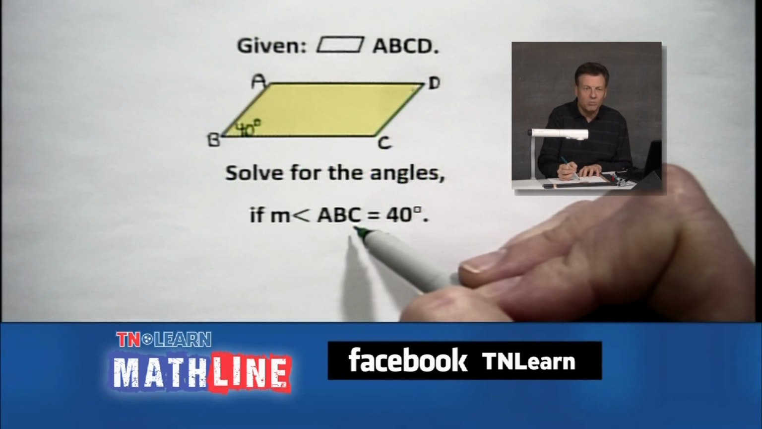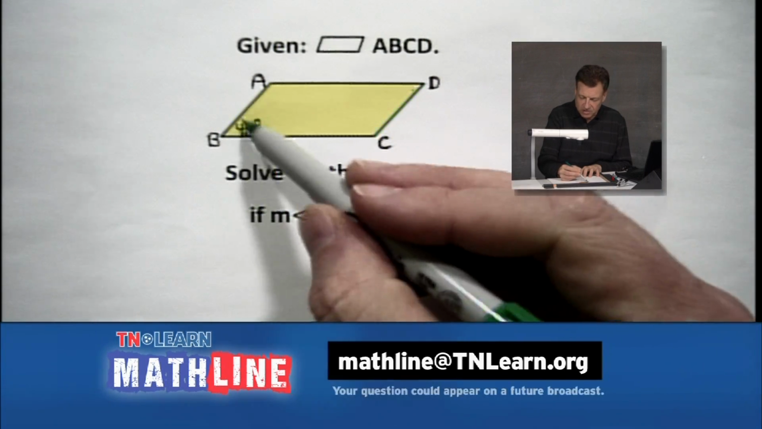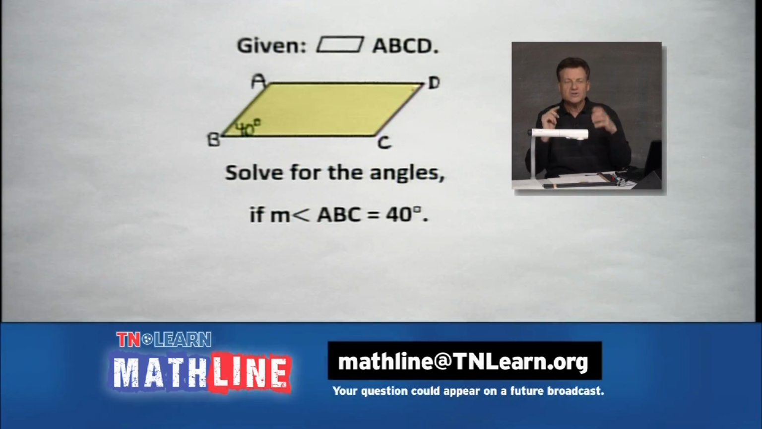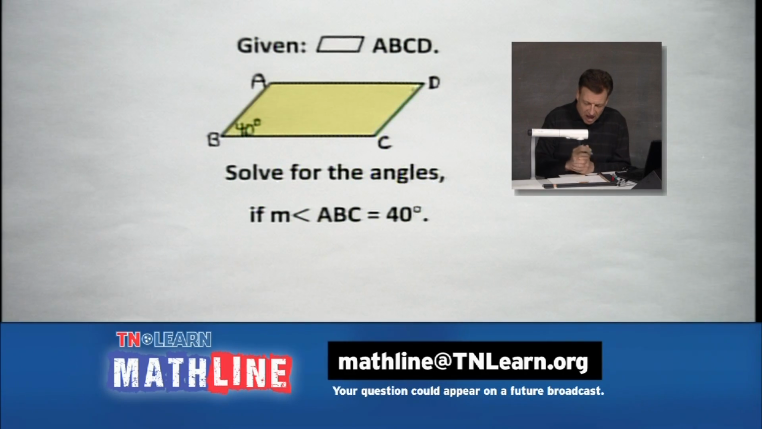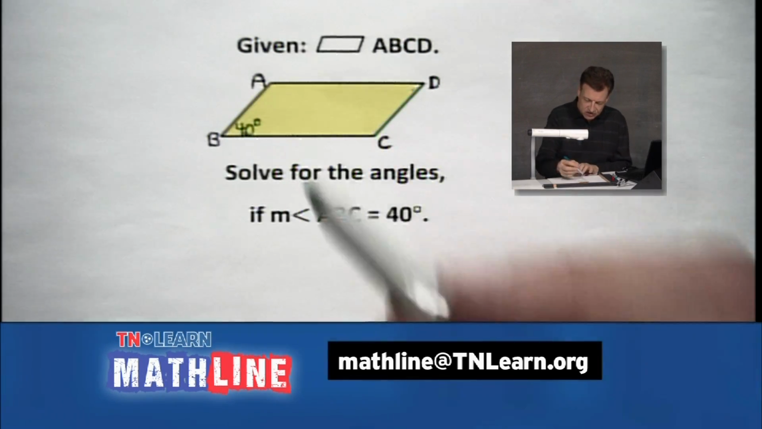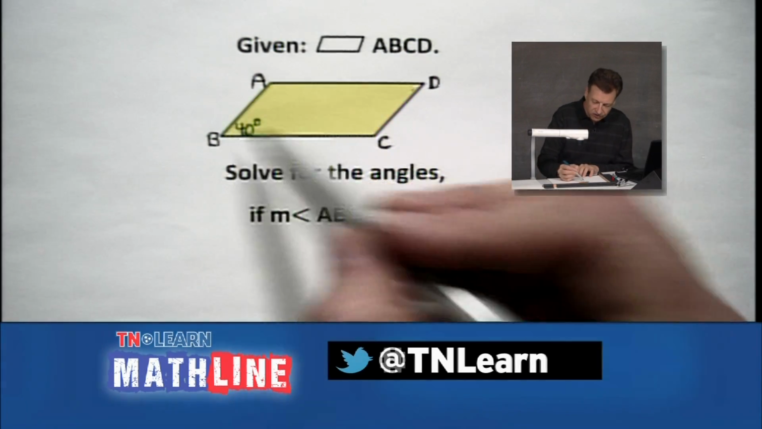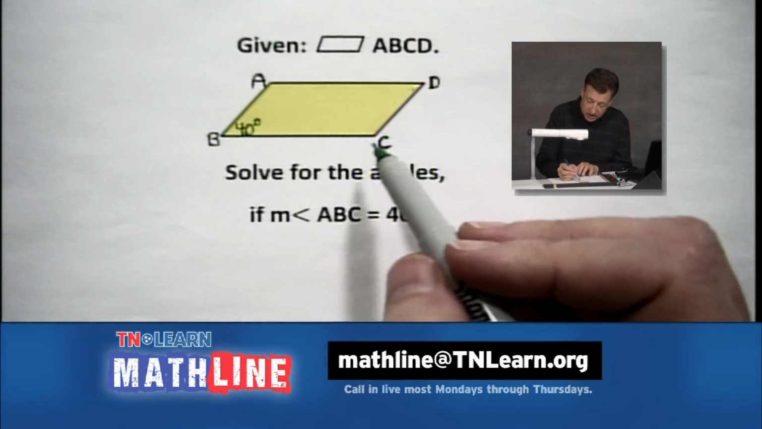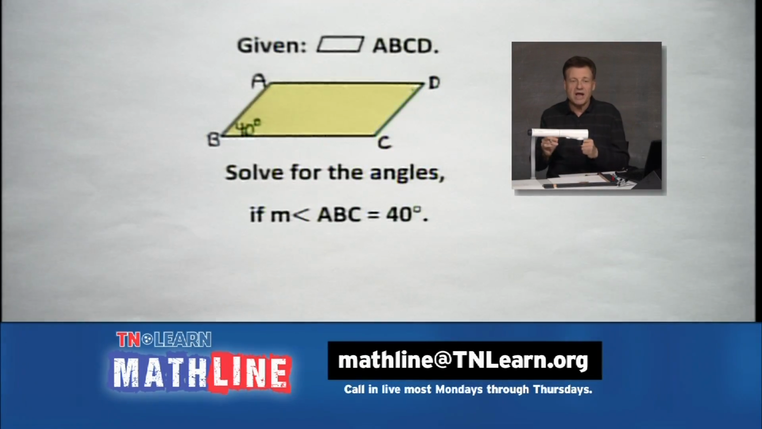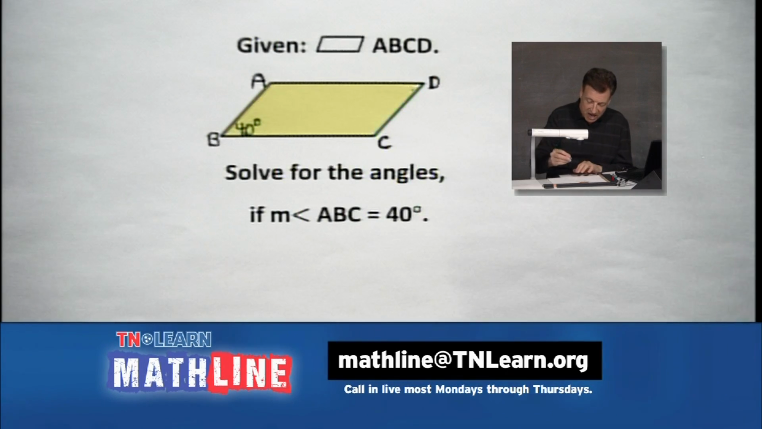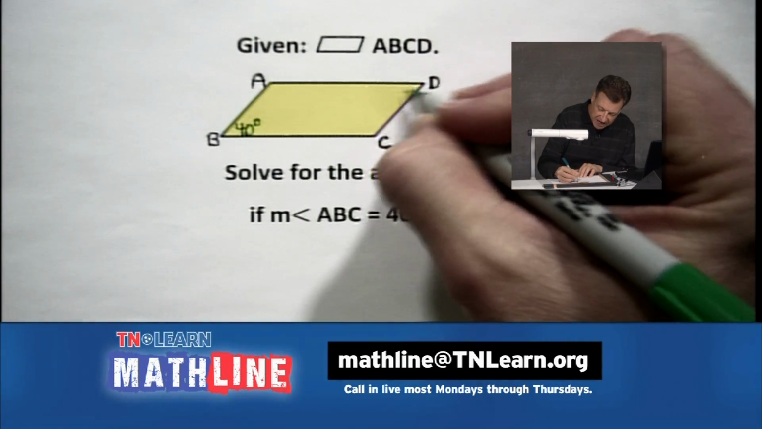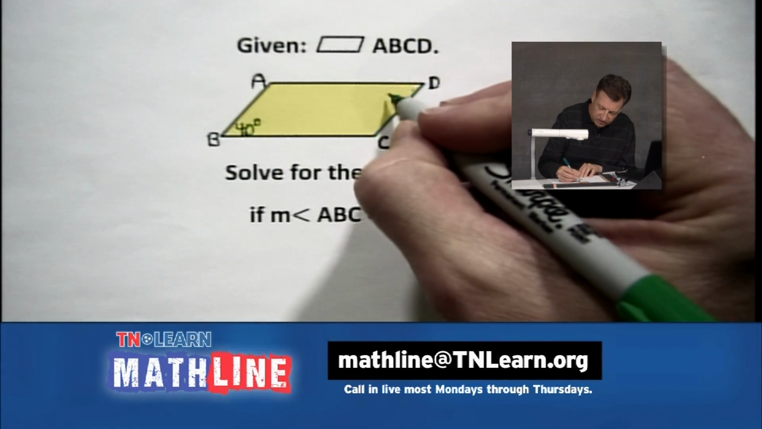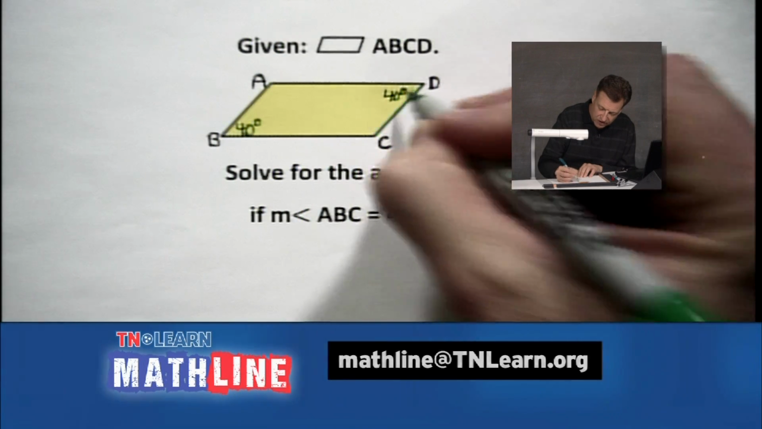I could have just said angle B. There's no confusion. There's not a bunch of angles at B. There's only one. So we could have just called it by the vertex. But I went ahead and chose three letters because it gives you a chance to practice. Oh, ABC, there it is. Or it could have been CBA, as we name our angles. But that's 40 degrees. And we also know opposite angles are congruent. So that angle at D is also 40 degrees.